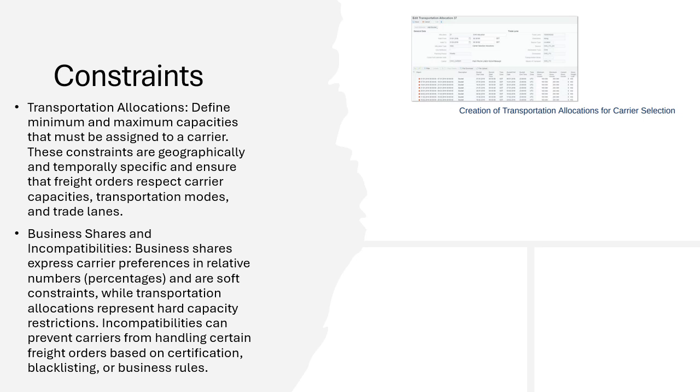This figure shows how transportation allocations are created, specifying trade lanes, locations, modes of transport, and carrier details. These allocations set limits on the minimum and maximum amount of freight orders a carrier can handle, which ensures balanced assignment across the different carriers.